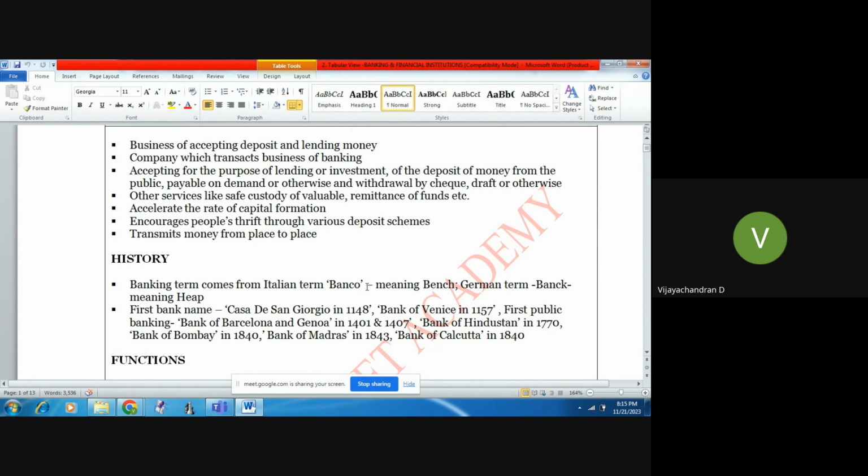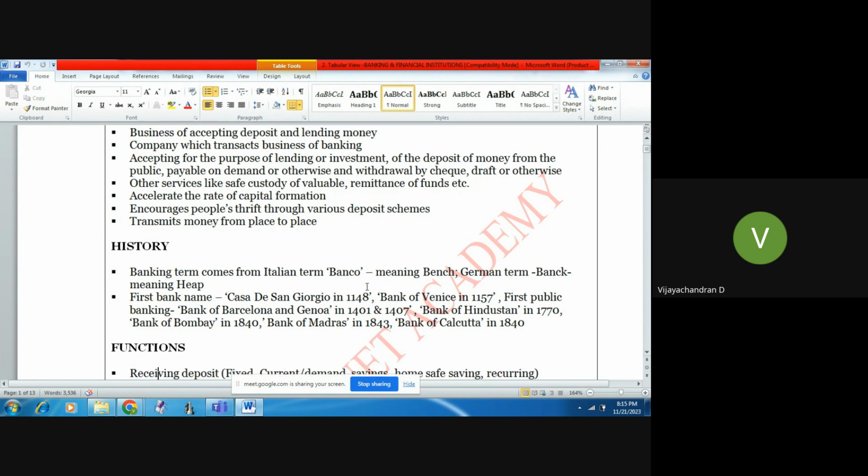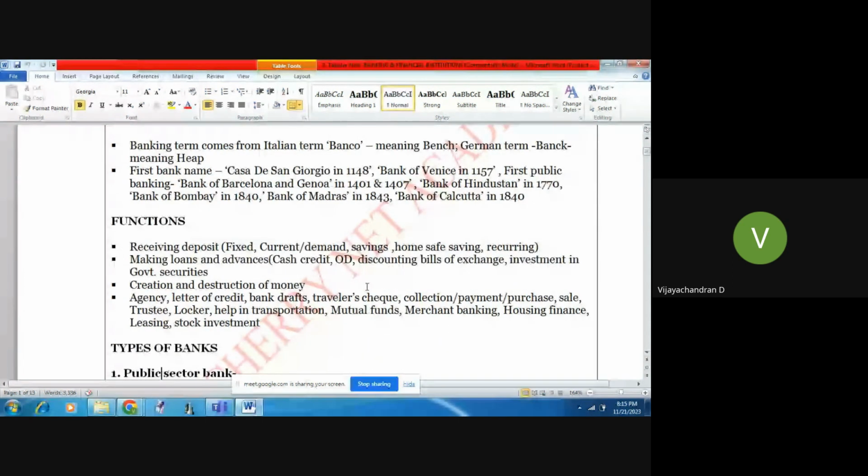Bank of Hindustan in the year 1770. What are the functions? No need for detailed explanation. Receiving deposits in the form of FD, demand, savings, recurring deposit, and offering loans in the form of cash credit, overdraft facility exclusively for current account holders, and discounting bills of exchange. I told you, discounting bills of exchange in the local market; if it is done in the international market, that is known as forfeiting. Forfeiting means discounting of bills in the global market.